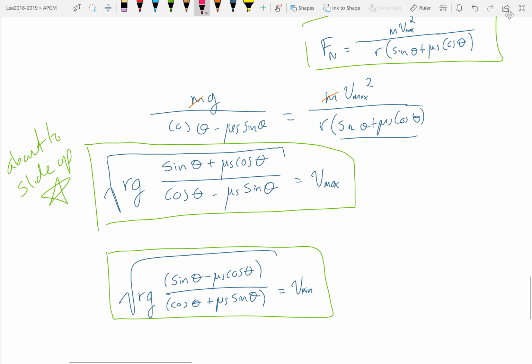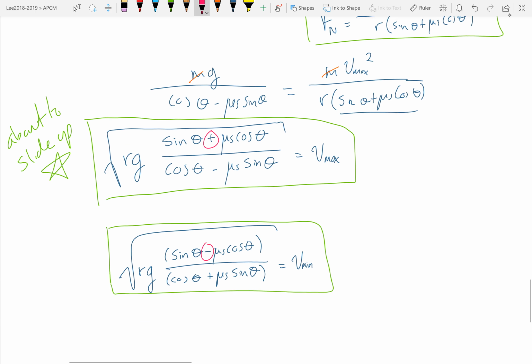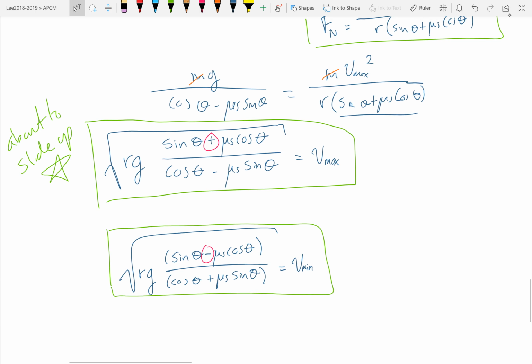Square root RG up top, about to slide up, is sine theta plus mu s cosine theta. Down here it's become a minus. Downstairs in the top equation, cosine theta minus mu s sine theta. In the bottom equation, downstairs cosine theta plus. Okay, that's the only thing that's changed. All right, so the direction of friction changed. This is about to slide up and about to slide down.